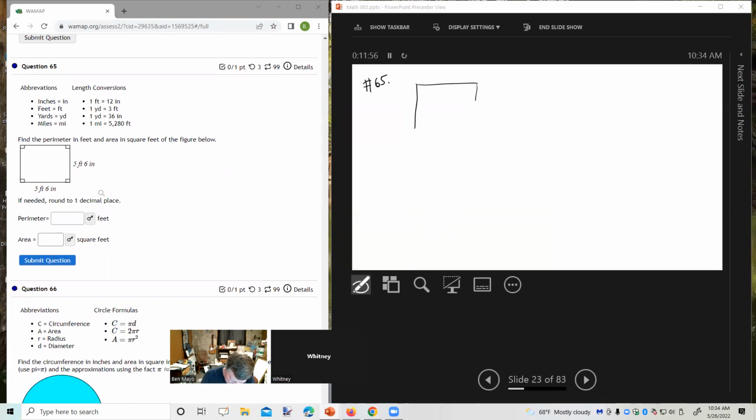Okay, so we've got the same kind of stuff, except here we have what are called mixed units. This is 5 feet, 6 inches, and this is 5 feet, 6 inches. So this is a square, even though the picture doesn't look like it, nor my drawing, but because it has the same length as width. Find the perimeter in feet. Well, the problem is the units are given in feet and inches, but 6 inches would be 1/2 foot or 0.5 feet. So this basically is 5.5 feet, and this is 5.5 feet, converting 6 inches to 0.5 feet.